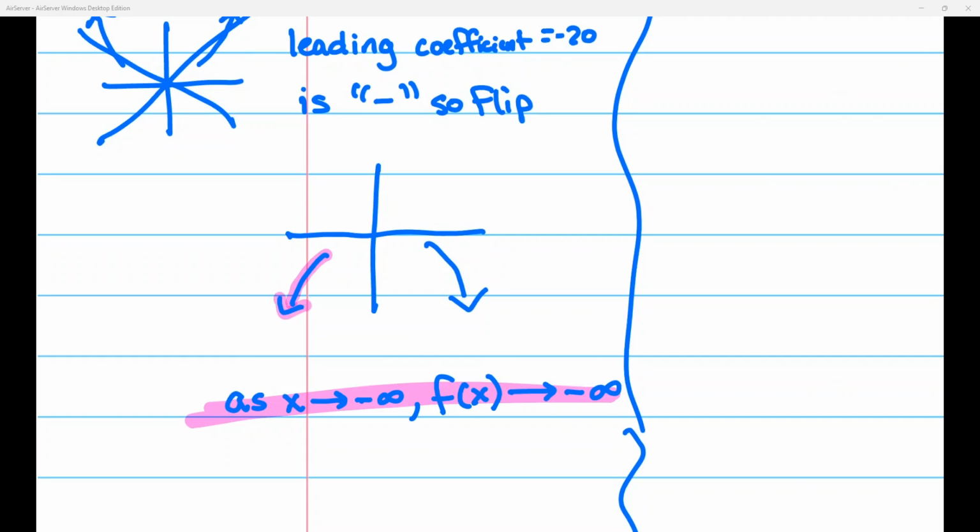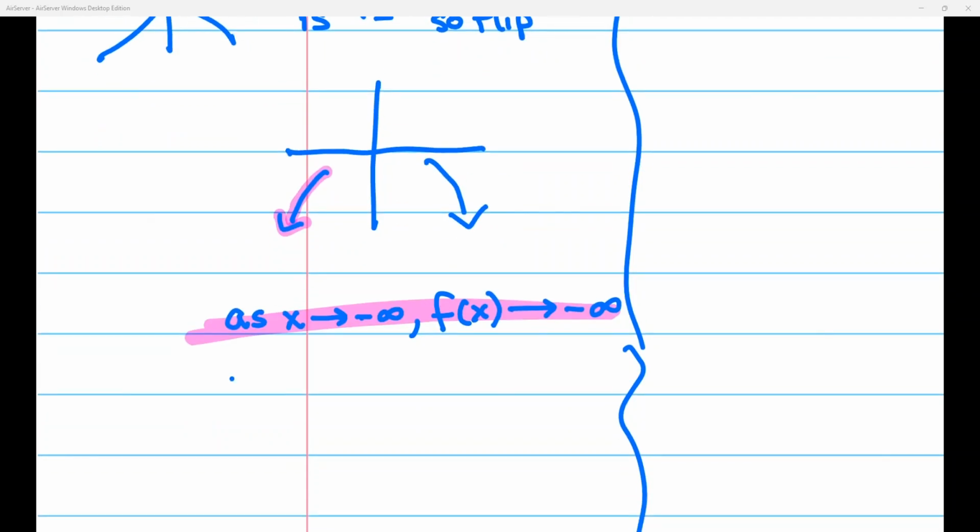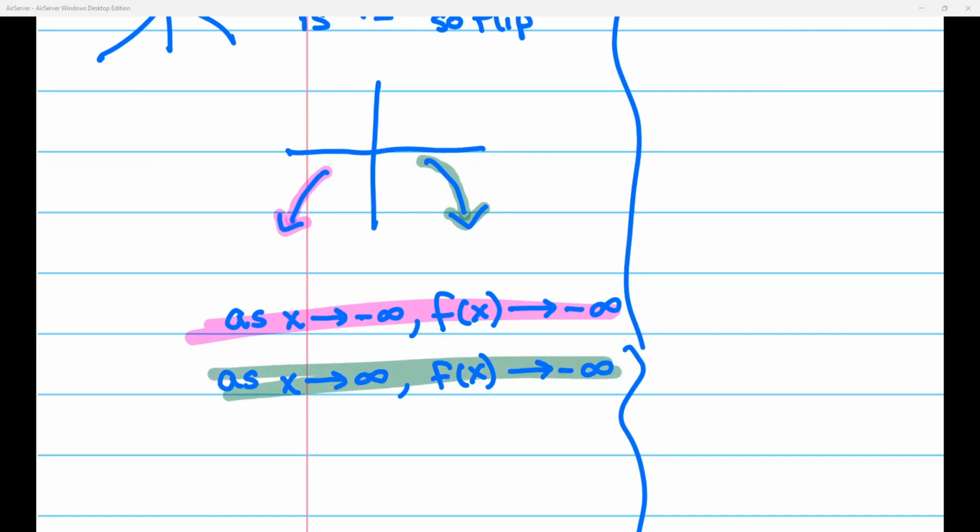Now let's talk about the other part. As my x's are going to the right, what's happening to my graph? All right, I'm going to go ahead and write as x goes to the right. Remember, x approaches infinity. So as my x's are going to the right, it looks like my graph is still going down. So I'm going to say as x approaches infinity, my y values, which is my f of x's, approaches negative infinity still, right? It's still going in the same direction as before.